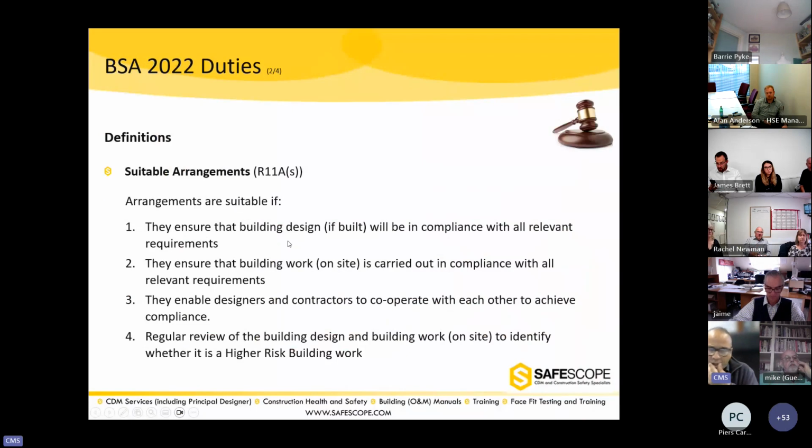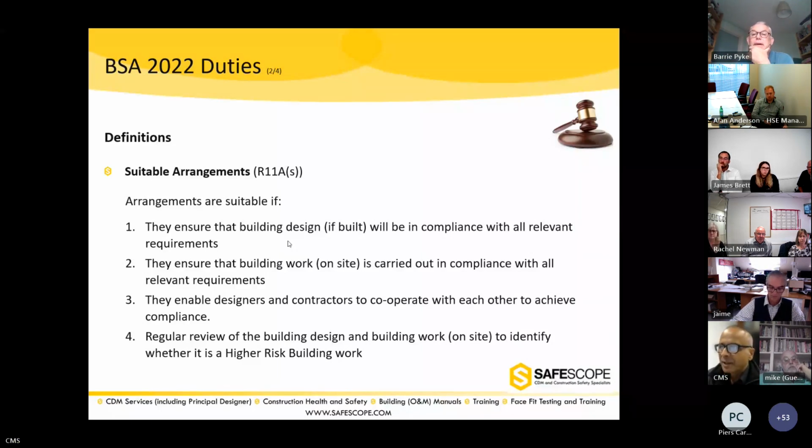But before we go into the duties, I'll give definitions to certain words. The phrase is suitable arrangements. You will see it again and again. The arrangements are suitable if they ensure that the design will comply with the building regulations and the building work will comply with the building regulations. So it's the reverse definition. They're saying the arrangements that clients put in will be suitable if the regulations are complied with.